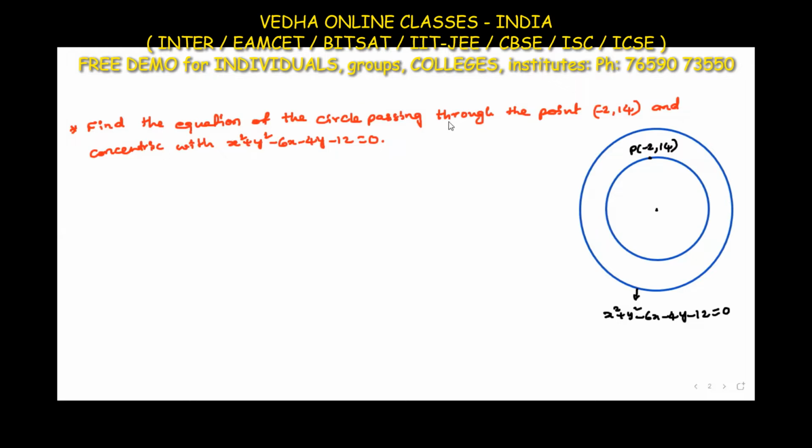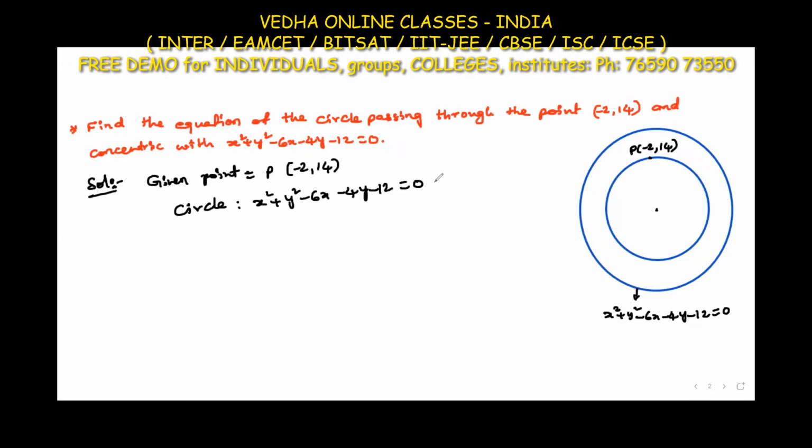Here, first write the given data. The given point is P of -2 comma 14, and the circle equation is also given. The equation of the circle is x square plus y square minus 6x minus 4y minus 12 equal to 0. This is equation 1.